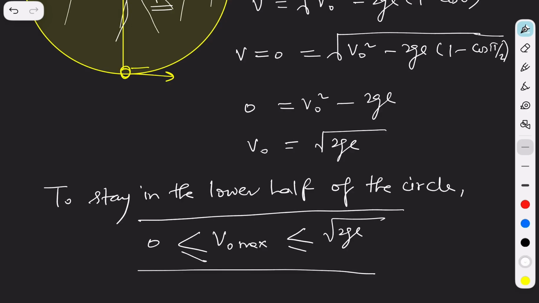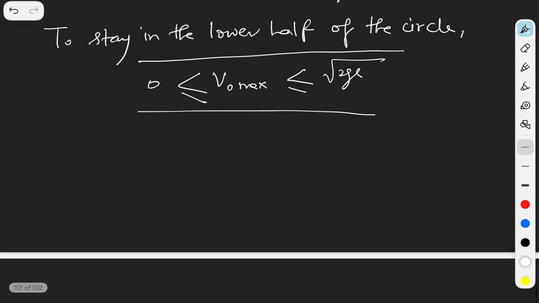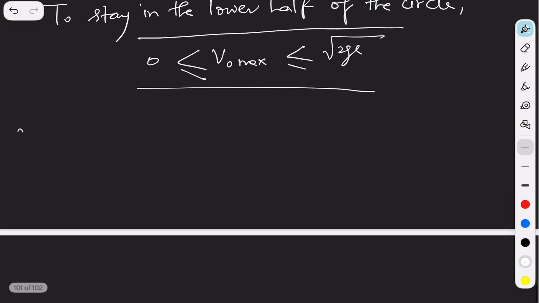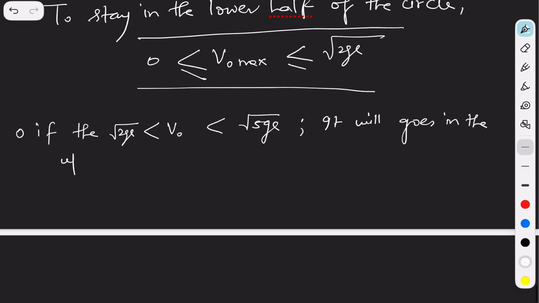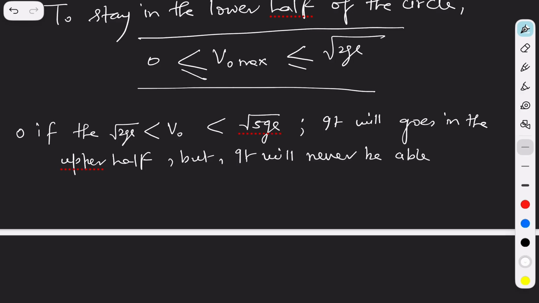Okay, so from here, what we can conclude is that if v naught is less than root 5gl and greater than root 2gl, then it goes in the upper half, but it will never be able to do the full circle. Okay, it will never be able to do the full circle.